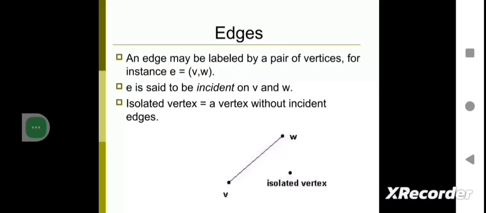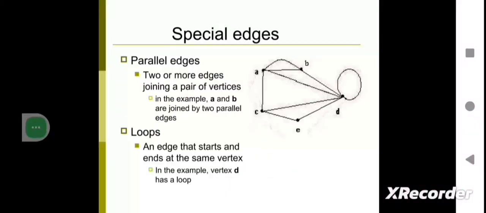Next, edges. An edge may be labeled by a pair of vertices. For instance, E = (V, W). V and W joined by a line is an edge E. E is said to be incident on V and W. Next, isolated vertex. A vertex without incident edges, a single dot without incident edges, is called an isolated vertex.